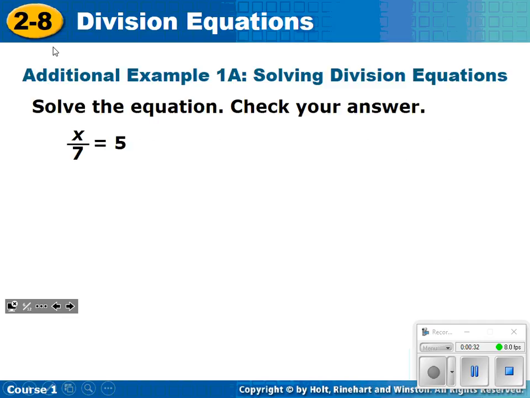So you're going to have problems that look like this. What does that say? Someone read that to me. Put it in an English sentence. Austin. X divided by 7 equals 5.